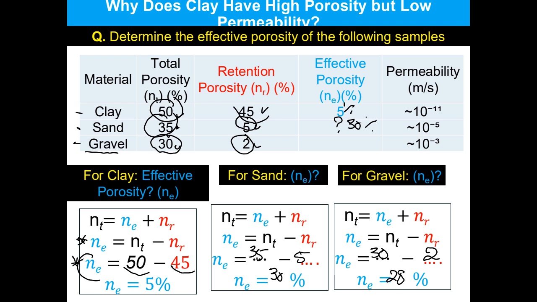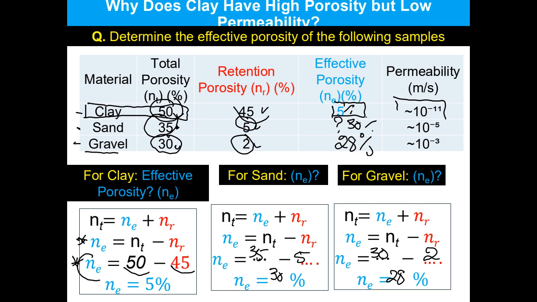Okay? Let me write 28%. So you can see here, although clay has a high porosity, a huge amount of empty space, 50%, the only effective porosity is 5%. That's why it has very low permeability. The water only goes through this 5%. And that's why clay is impermeable, 10 to the negative 11 meter per second.